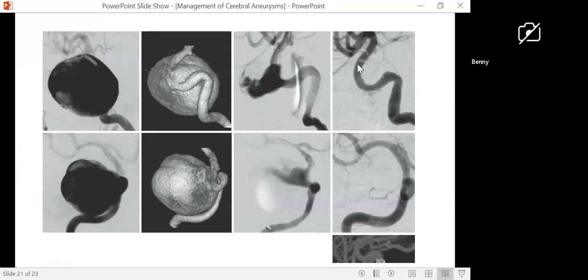This is the normal carotid artery. There's no aneurysm here anymore. It's completely dissolved and obliterated. So compare this to this. This is what the patient started off with. And now this is after a flow diverter stent.